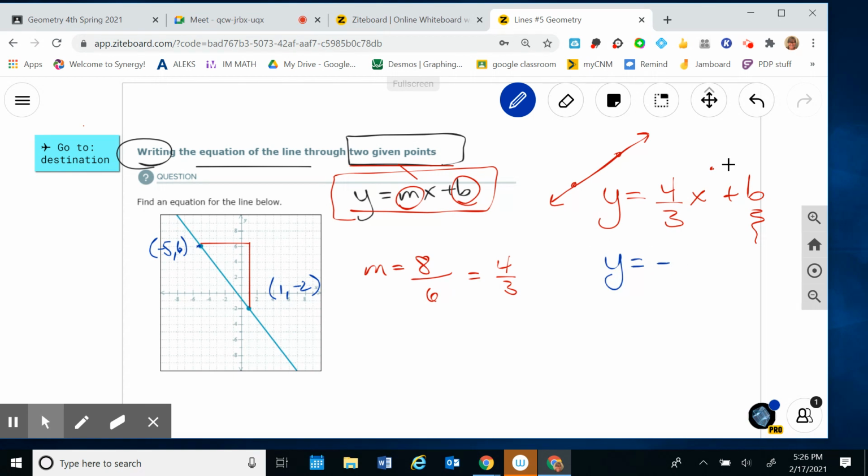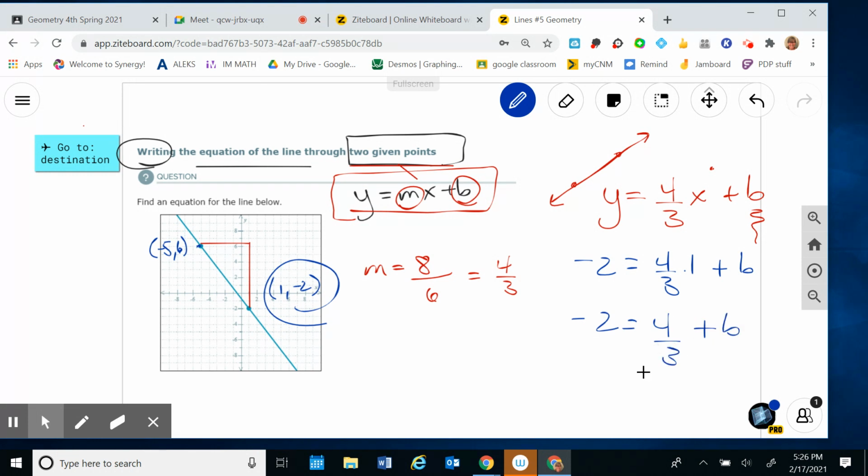Y equals, let's see, wait, ready? I'm going to pick this one because I like it better, okay? -2 is the y, 4/3 times 1, x plus b. -2 equals 4/3 plus b. Subtract 4/3 from both sides, and then you're going to get b. So here, I can put this over a common denominator, multiply by 3 to get that common denominator, and this becomes -6. So it's -6 minus 4 is -10.